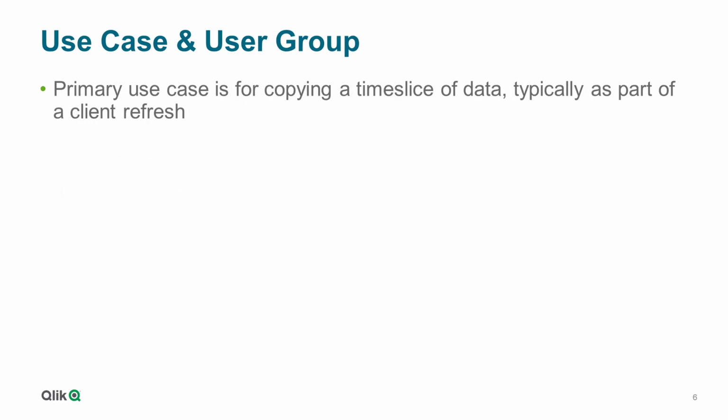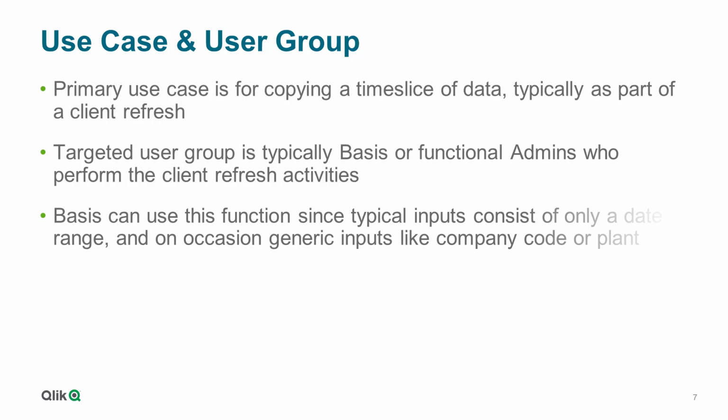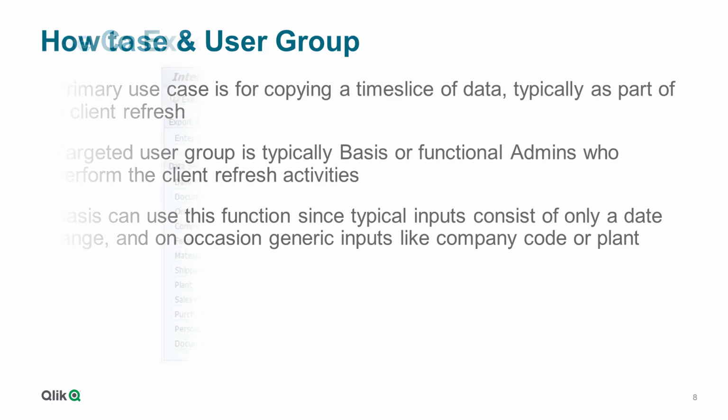The primary use case is whenever users want to copy a time slice of data. Its execution is often included as part of a client refresh, but it is not limited to only this one use case. Its targeted user group primarily consists of basis team members or functional administrators who are tasked with performing client refresh activities. Basis team members can use this function because the typical input consists of only a date range, although occasionally other generic inputs are known to be used, such as company code or plant.